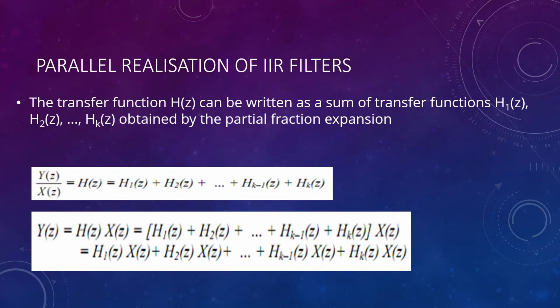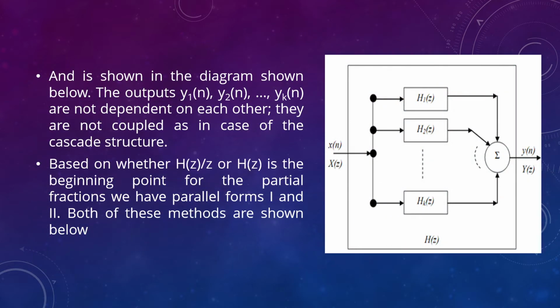Parallel realization of IIR filters. The transfer function H(z) can be written as a sum of transfer functions H1(z), H2(z), and so on up to Hk(z), obtained by the partial fraction expansion, where Y(z)/X(z) is given as H(z), which equals H1(z) plus H2(z) plus so on till Hk(z). Y(z) is equal to H(z) times X(z). Multiplying all the H1(z), H2(z) with X(z), we obtain this equation, and it is shown in the diagram below.